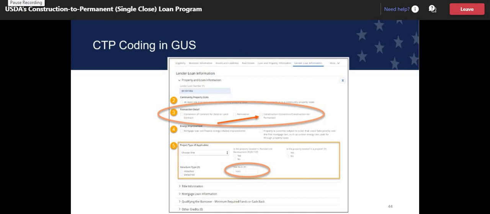Okay. So when inputting initial information into GUS on the lender loan information screen in the transaction detail field, please make sure to pay close attention to the fields shown above and on the next screen in order to correctly code these as construction to permanent or renovation, whichever one you're doing. We do have the reno loan feature where it's a single closing as well, the box in the middle of the circle. Without proper coding, the information is not accurately captured. So right there you can see is the construction to permanent feature.